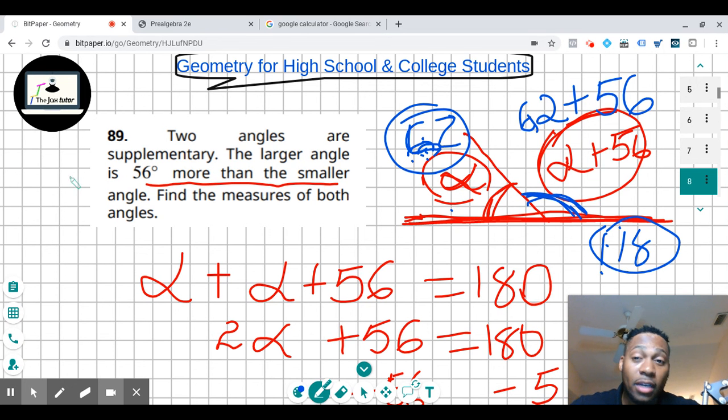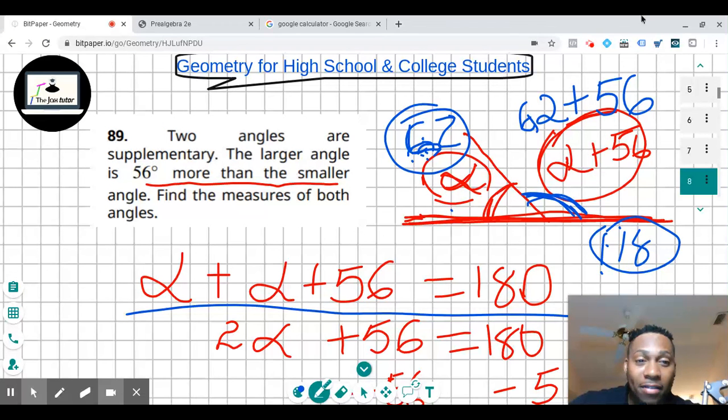So how did we proceed? We know the angles are supplementary angles, so if I add them up, I'm going to get 180 degrees. We also know that the bigger one is 56 degrees greater than the smaller one. So if I call the smaller one alpha, I call the bigger one alpha plus 56. We solved this equation and found alpha, and then we added 56 to it to find the bigger angle. We find the two angles are 62 and 118.